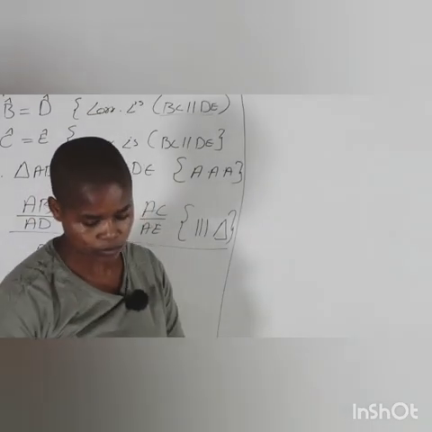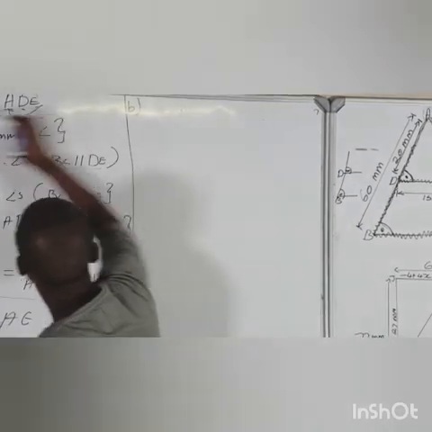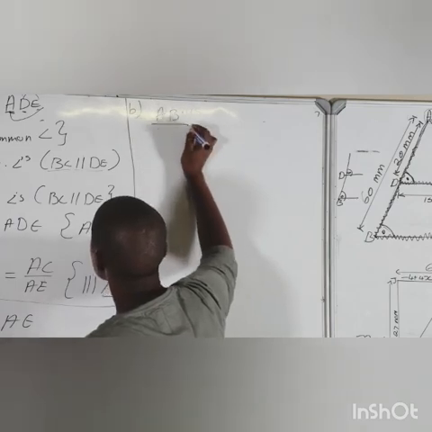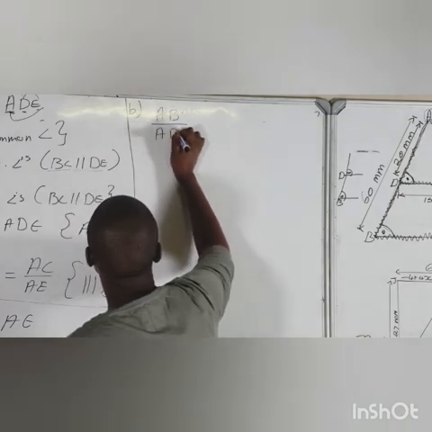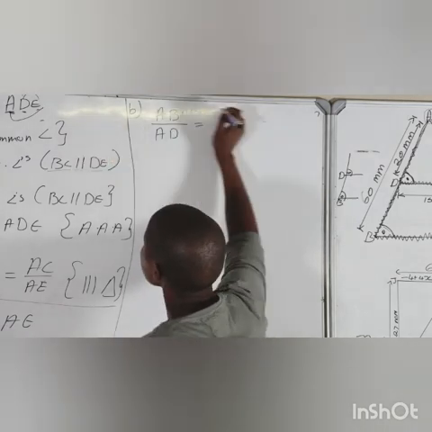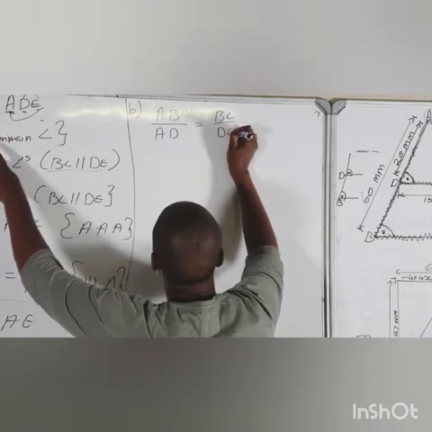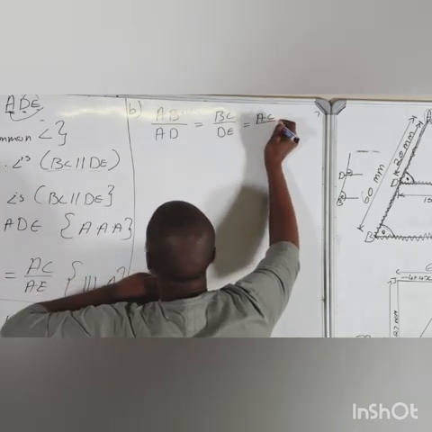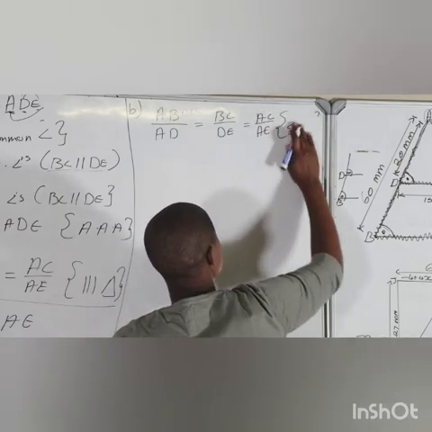Okay, let's do that. We're going to say, in the order, AB over AD is equal to BC over DE is equal to AC over AE. And then I just say similar triangles.